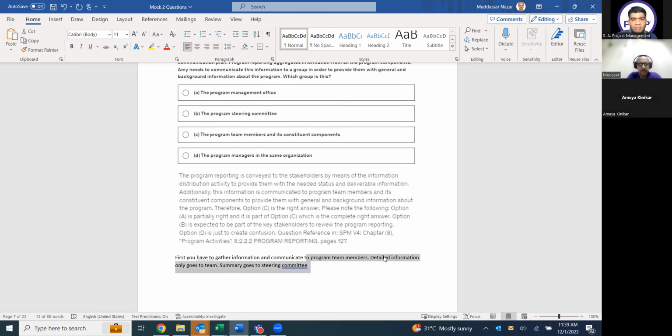Noted, sir. But please also write for the steering committee, if there is information provided to make a decision or a key information, that will be the steering committee. No question on that. But the steering committee doesn't need the detail and general background. Okay, noted.